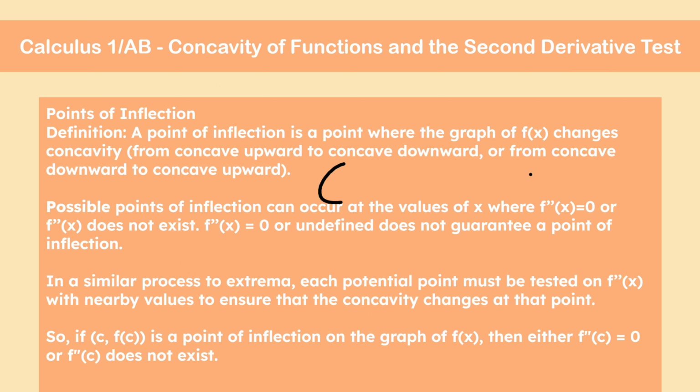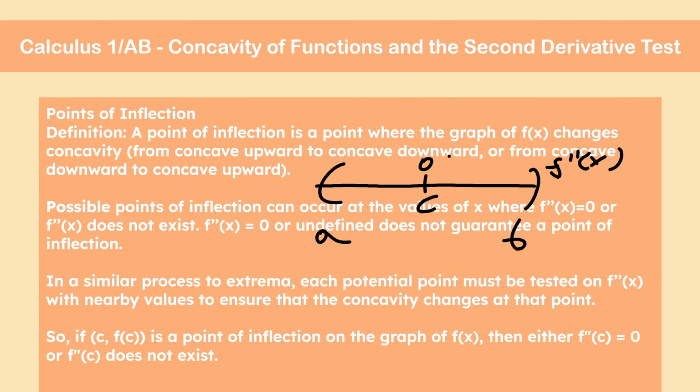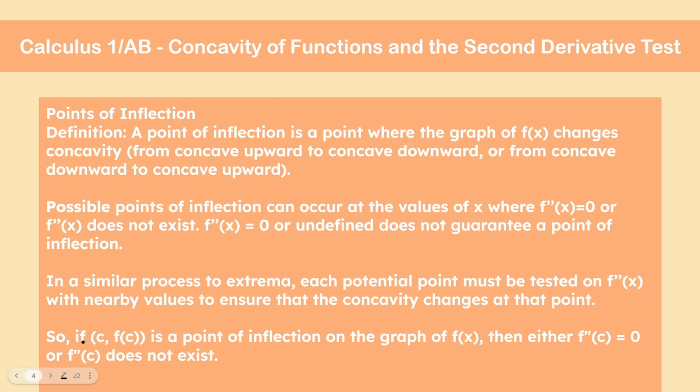So we have some interval from a to b, and we find a c where the second derivative is equal to 0. We have to test the values around it to make sure that the sign of the second derivative changes, or that the concavity changes. If we change from negative to positive, that means that x equals c will be a point of inflection, because the concavity changes from negative to positive, or from positive to negative. So if the point c, f of c, is a point of inflection on the graph of f of x, then the second derivative at c is equal to 0, or the second derivative at c does not exist.